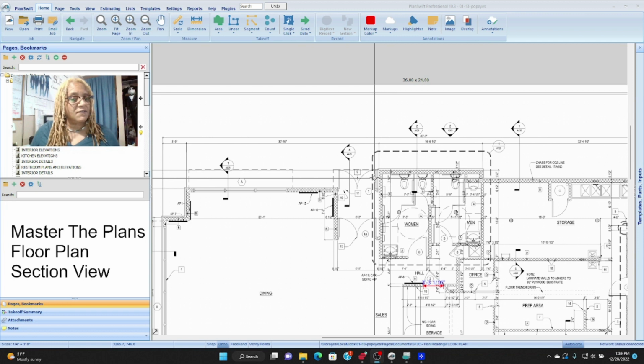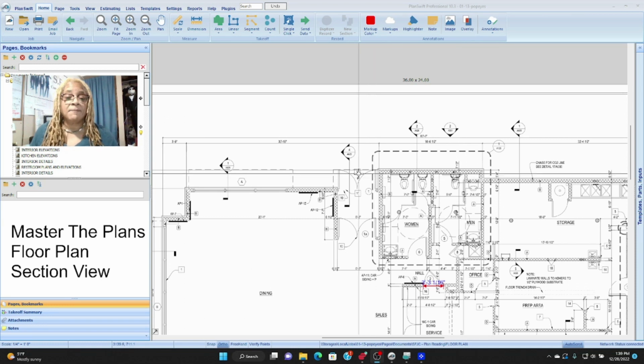And what is the purpose of the marker? The purpose of a section view marker, and we're looking here for our Master the Plan floor plan series, is that our framer needs to be able to determine the height of the wall, not only the length, right? So the floor plan will give you the length, where you have to go to the section view markers in order to determine the height of the wall at that particular location.